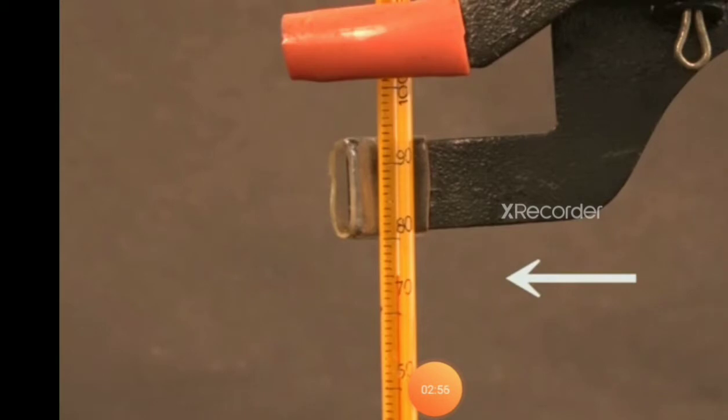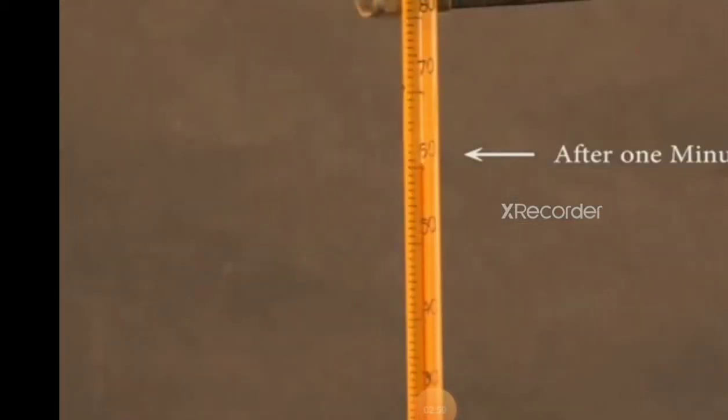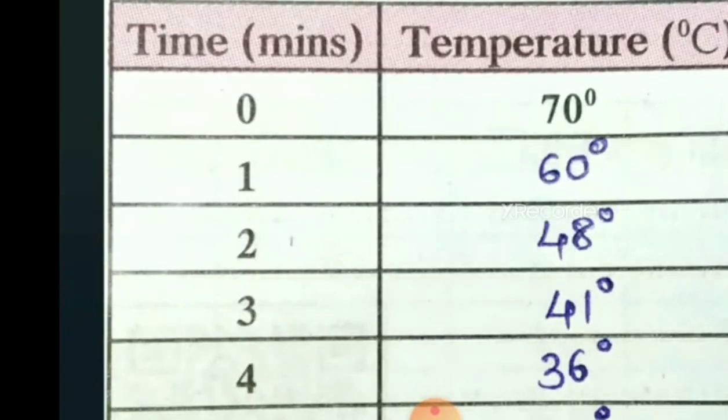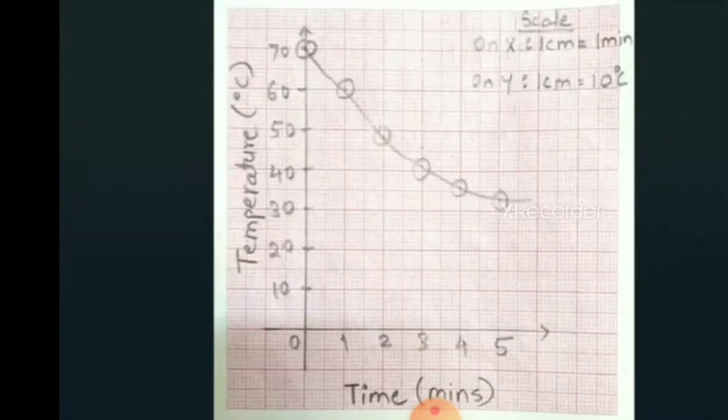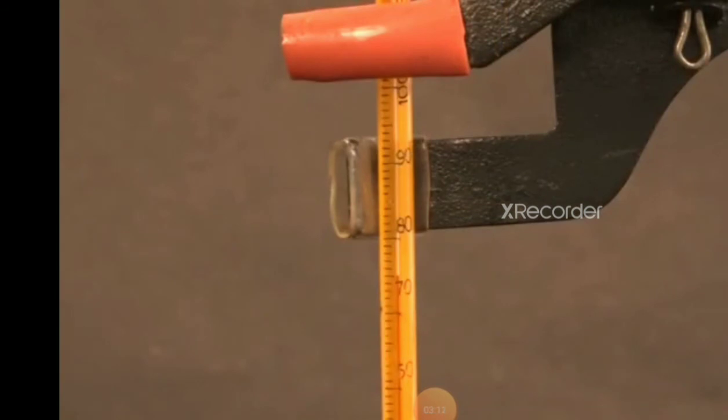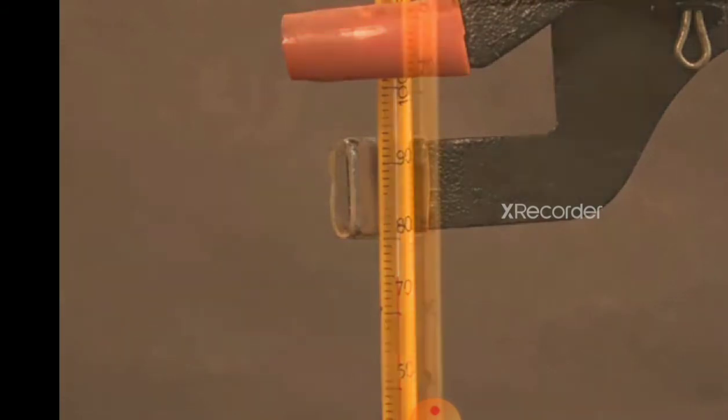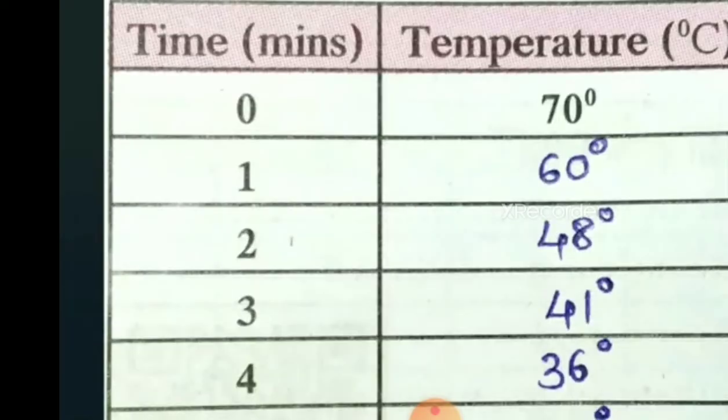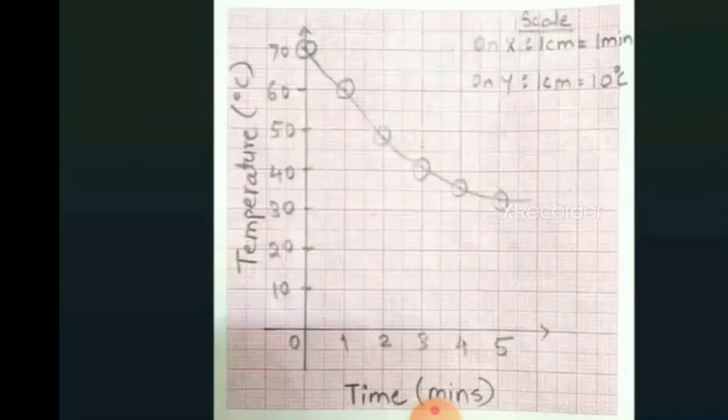Here we remove the burner, and when the temperature of water reaches 70 degrees centigrade, we start measuring the temperature. We can see here, children, that we start measuring the temperature after every minute, and we have to measure the temperature till the water reaches ambient temperature. I'll explain what ambient temperature is. See the reading and graph.